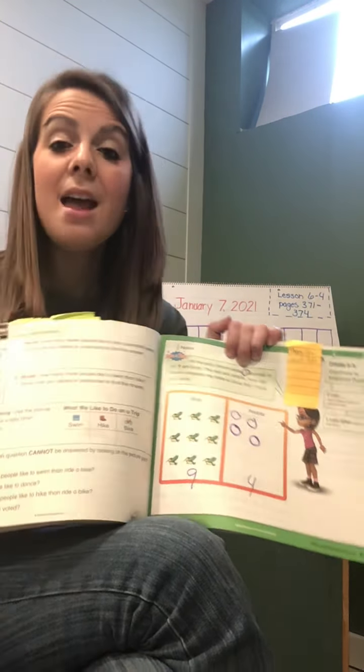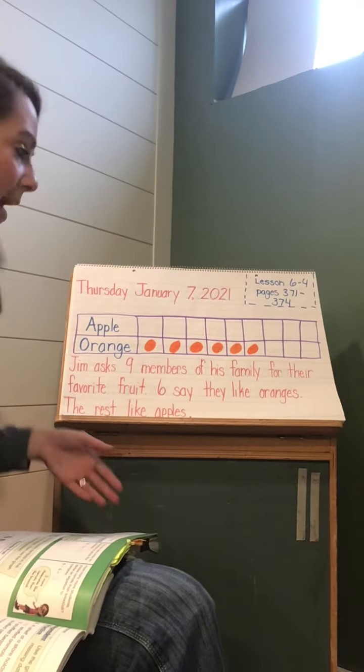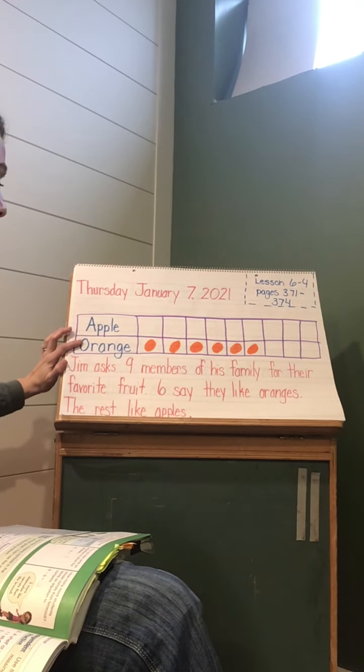Now for today's lesson, we're going to be doing the same thing, but it's not going to be in our part whole mat. It's going to be on a graph. Now, I want you to look up here at my graph. I have a graph that has favorite fruit, okay? So apple is a choice and orange is a choice.